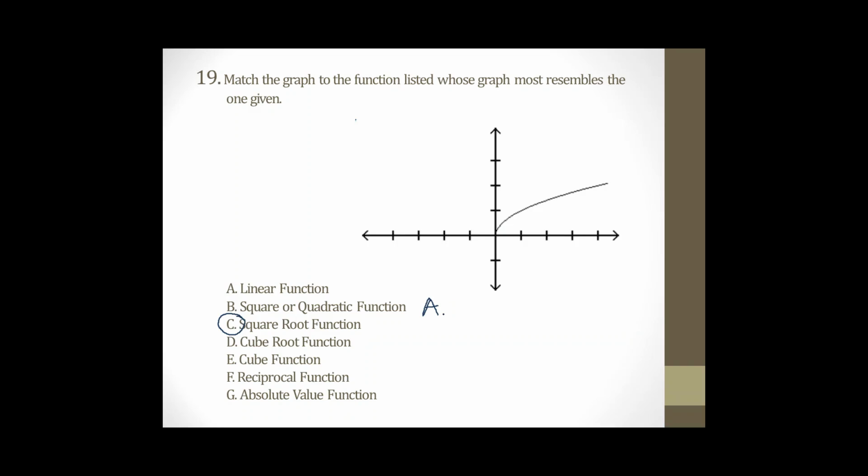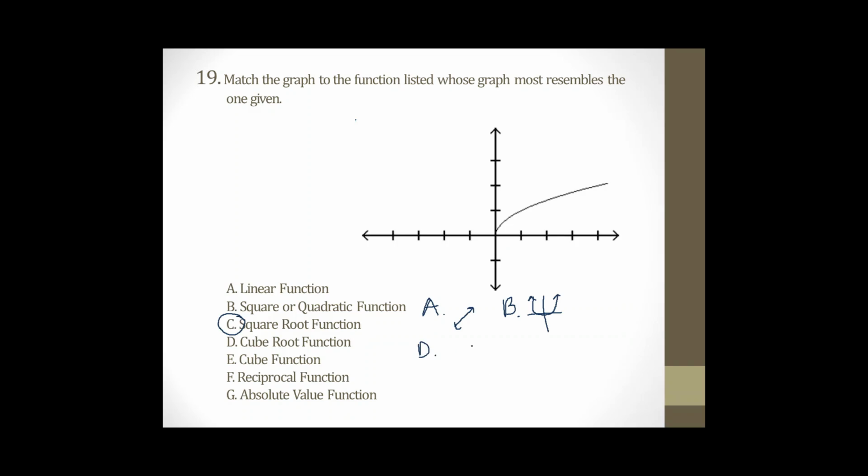So linear function is basically a straight line. It can be positive, slope, negative, vertical, horizontal, it doesn't matter. Basically it's a straight line. A square or quadratic function is a parabola or a U. And the U can be facing up, it can be facing down, but it's a U shape, parabola shape. And we'll talk more about those later. Square root function looks like the one that we have here.